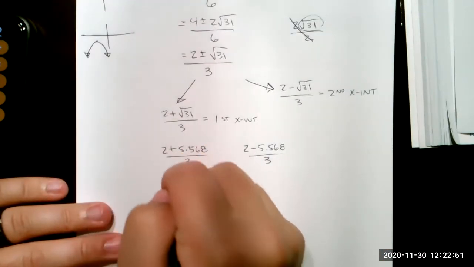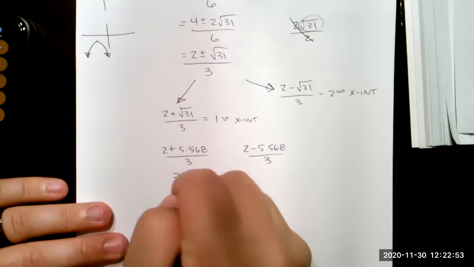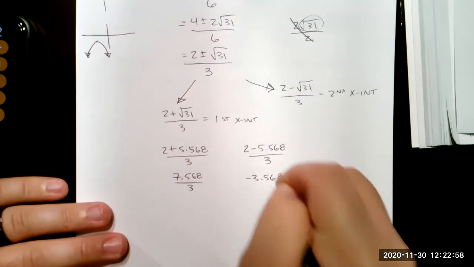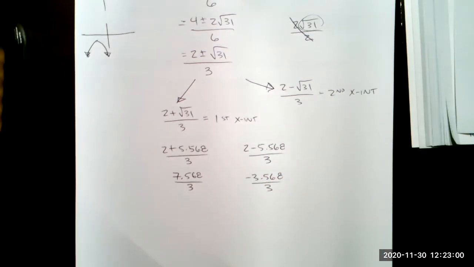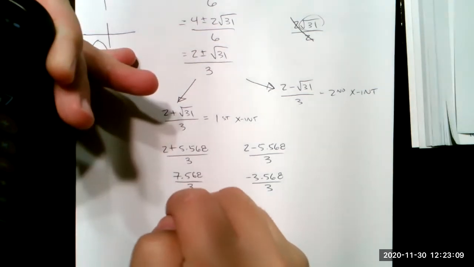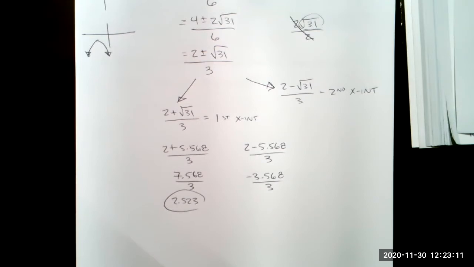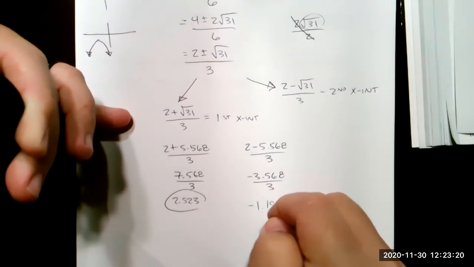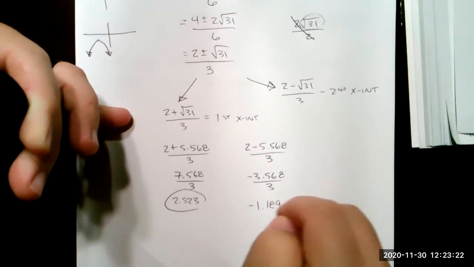So this one will be 7.568 divided by 3. This one will be negative 3.568 divided by 3. And then if I do the math, 7.568 divided by 3 is 2.523. So there's one of my x-intercepts. And then the other one, 3.568 divided by 3, that's negative 1.189.